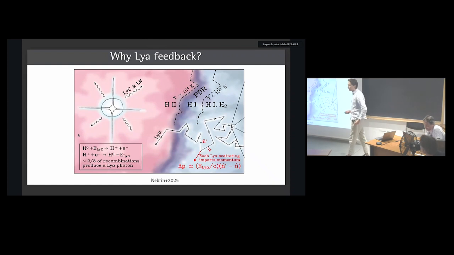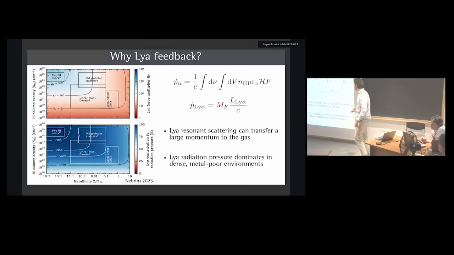So why should we care about Lyman-alpha feedback? Well, if you have a massive star which drives its own HII region, Lyman continuum photons are reprocessed into Lyman-alpha photons by the HII region, and Lyman-alpha is a resonant line, so Lyman-alpha photons will scatter many times in the neutral hydrogen gas. And this can impart quite significant momentum to the gas, and we usually think in terms of this force multiplier, which tells you the enhancement of the total force with respect to the single scattering limit.